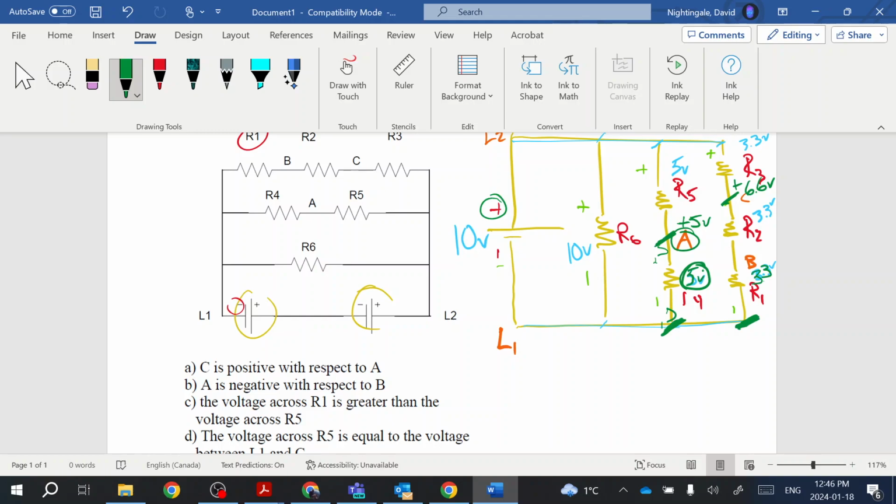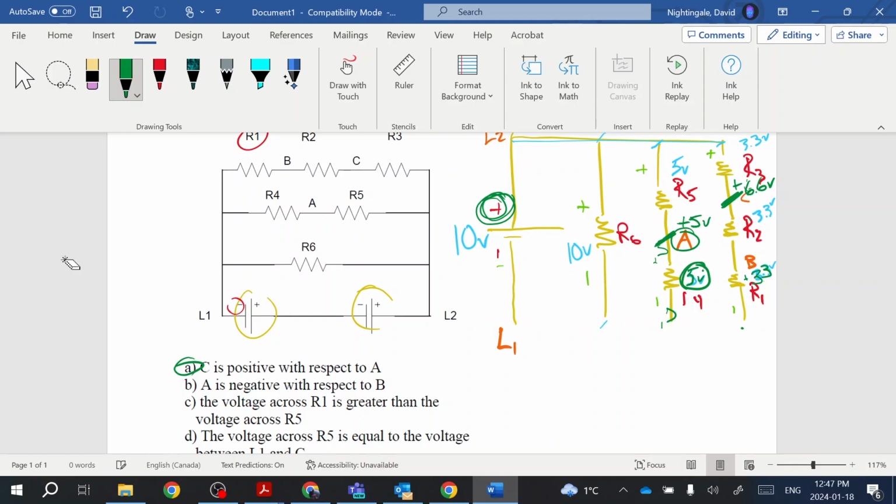This is going to be starting at a reference point, calling it 0. We'll go plus 3.3 plus 3.3, which gives us 6.6 volts. And again, it's positive because it's closer to the positive side of the source. And so we could say that point C is more positive than point A by 1.6 volts. So A would be your answer.